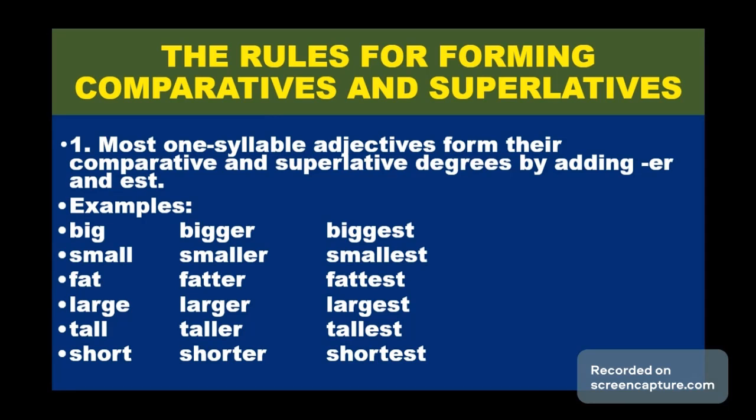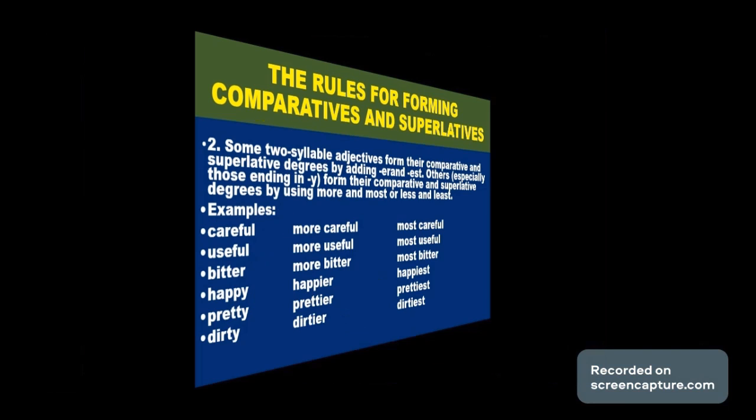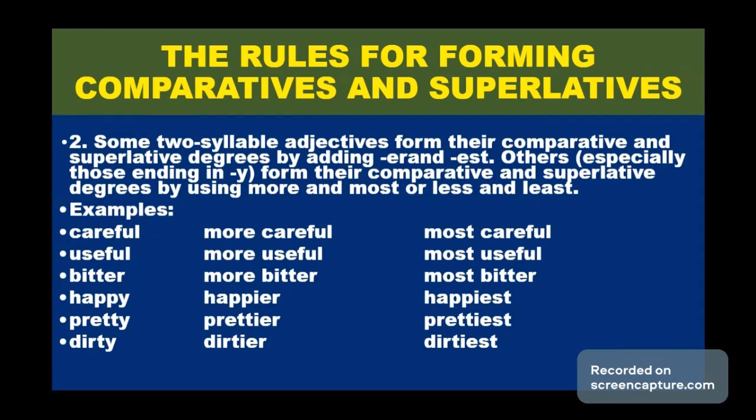All right, so then this brings us to the next one, and that is rule number 2. Some two-syllable adjectives form their comparative and superlative degrees by adding er and est. And others, especially those ending in y, form their comparative and superlative degrees by using more and most or less and least. Okay, so there are two things involved here.